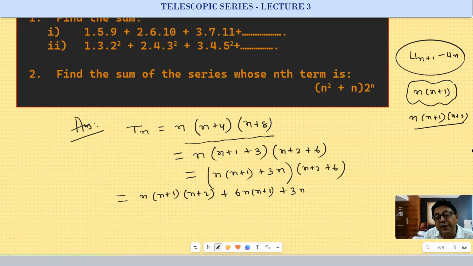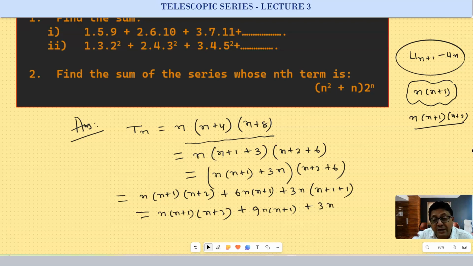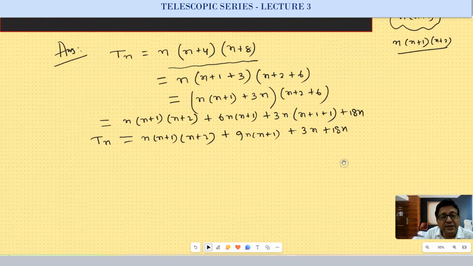So what we'll do here, we'll write 3n into n plus 2 definitely, but that n plus 2 will be n plus 1 plus 1. Then it's fine. We needed n plus 1, n plus 2, and this is 9n into n plus 1, plus 3n. Okay. There is another term. We forgot to write 6 into 3n, that is 18n. 18n also there. Now Tn is expressed like this.